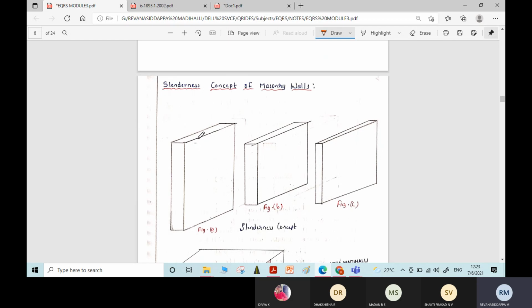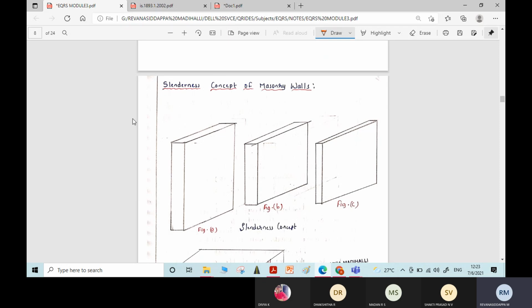It may be an H by T ratio, or it may be an L by T ratio. If both these slenderness ratios are maintained within the limit, only then will there be improved performance of the wall during the earthquake. Okay, here you can see an example, that is figure A.